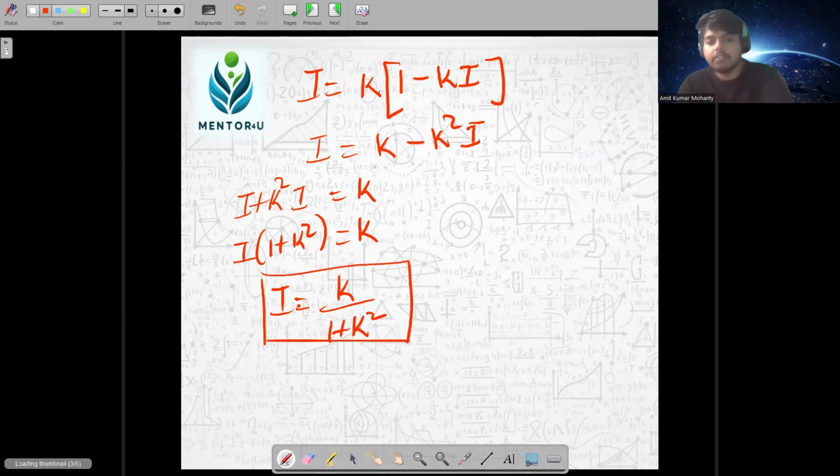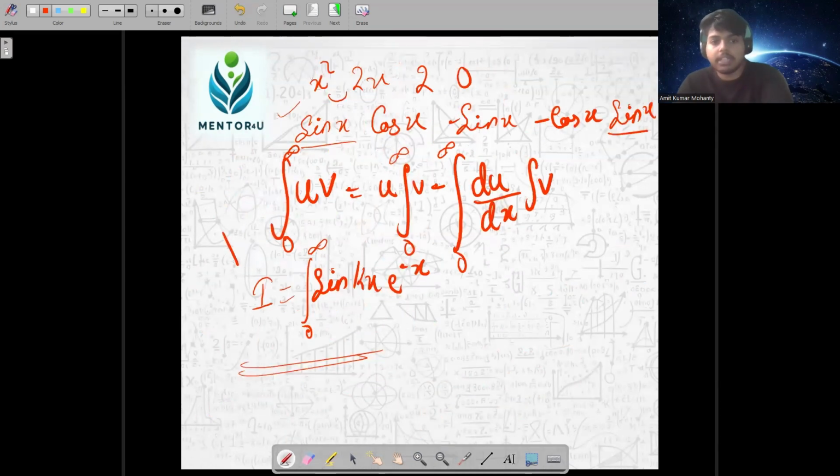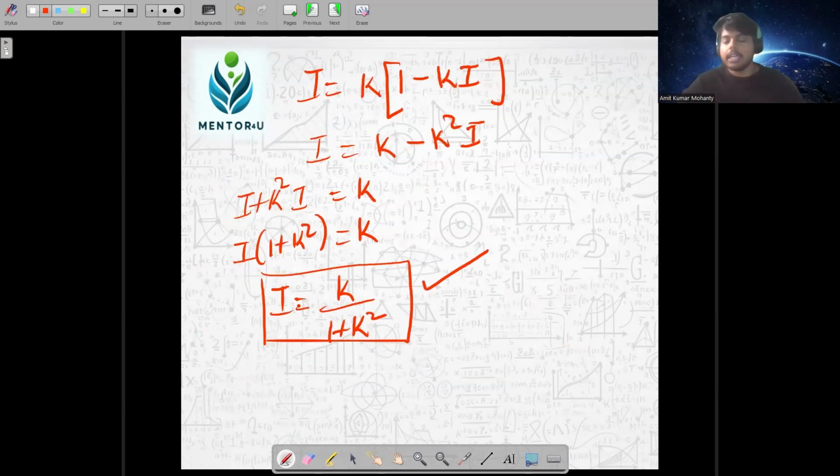And this is our answer, because what was our question? Our question initially was to find the value of I. Clear? Yes. And finally, what did we get? We got the value of I as k by 1 plus k square. Correct? Or I can say, what was the original question? 0 to infinite sin kx into e to the power minus x.